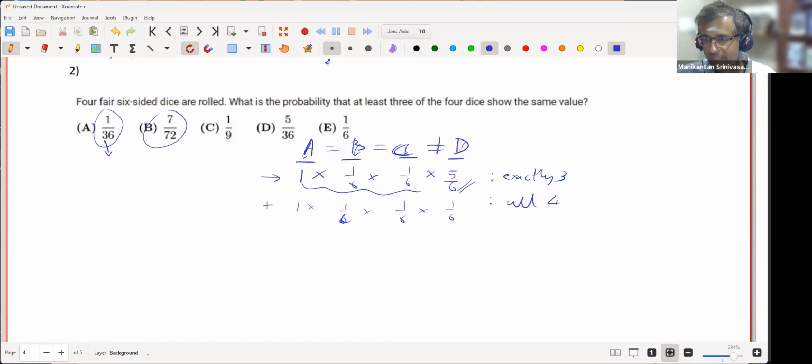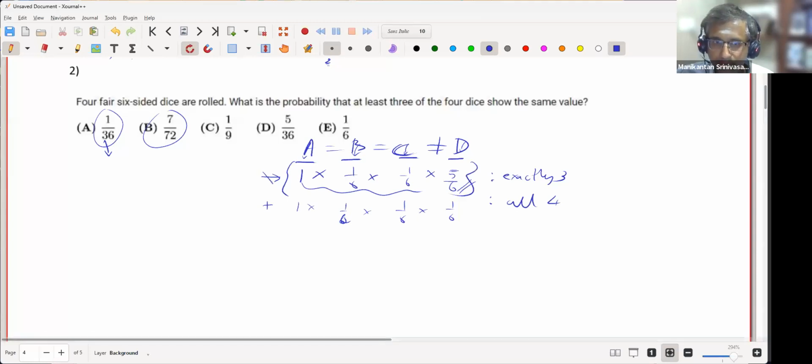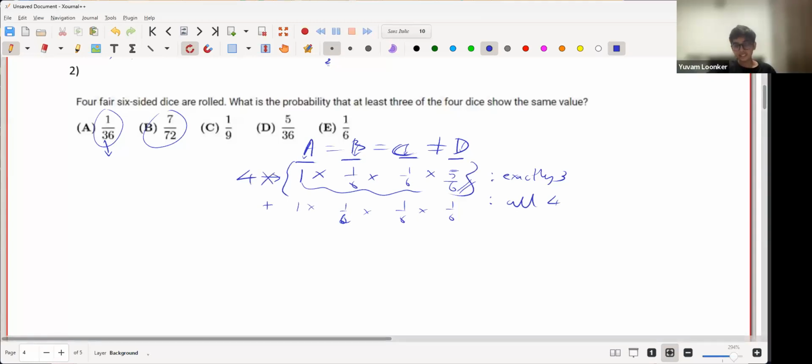That's also possible, right? Does it make sense, Yuvam? Then wouldn't that be 1/6 into 1 into 1/6? It's the same thing, right? Yeah, but you have to do them as separate cases, which is why he's saying you have to take this first one and multiply this by 4. That's the only modification that you have to do.